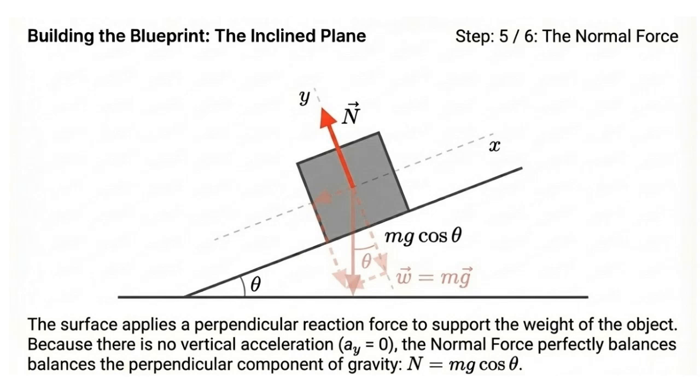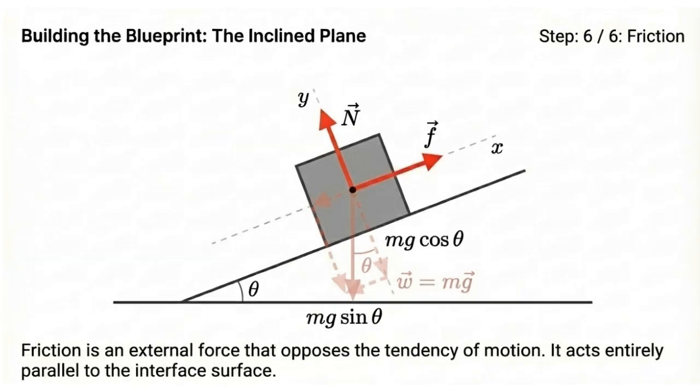Now that we've outlined the forces acting on the object on the inclined plane, let's focus on the normal force. This force is the surface pushing back up, perpendicular to the plane, supporting the object's weight. Since the object isn't accelerating vertically, the normal force exactly cancels out the component of gravity acting perpendicular to the surface. We calculate it by multiplying the object's weight by the cosine of the incline angle. This balance keeps the object from sinking into the plane or lifting off.